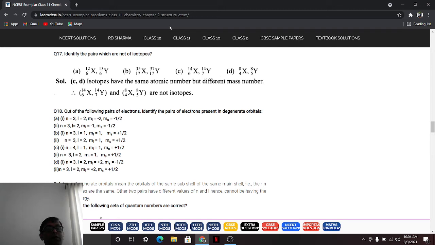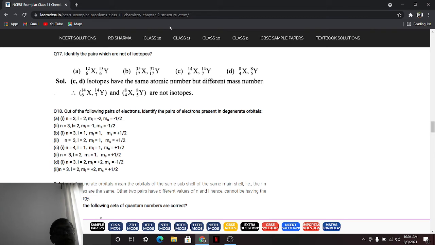Degenerate ಅಂದ್ರೆ equal energy orbitals, you know that? Out of the following pairs of electrons ಕೊಟ್ಟಿದ್ದಾರೆ, identify the electrons present in the degenerate orbitals. ಅಲ್ಲಿ electrons split ಮಾಡ್ಕೊಂತ ಹೋಗ್ಬೇಕಲ್ಲ ಈಗ. n is equal to 3, l is equal to 2, ml is equal to -2, ms is equal to -half ಅಂತ ಕೊಟ್ಟರು. ಇದೇ ತರ 2 ನೋಡಿ, ಇವನ್ನೆಲ್ಲ ವ್ಯಾಲ್ಯೂಸ್ ಕೊಟ್ಟಿದ್ದಾರೆ.